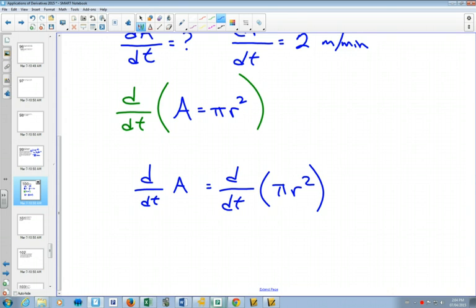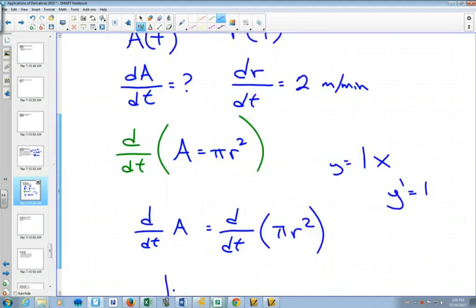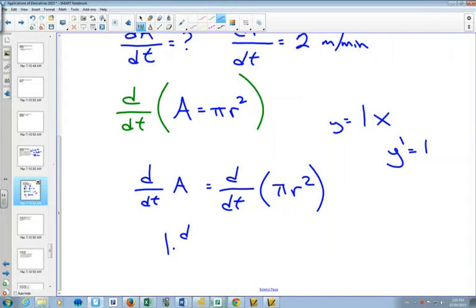What's the derivative of A if you were doing it just normal? If that was just a variable, what would the derivative be? 1, right? Because if you had y equals 1x, the derivative would just be 1. So the derivative of A would be 1, and then you have to say to yourself, I know, and this is why we wrote it at the beginning, that area is a function of time. So then the derivative of area as a chain rule would be dA dt.